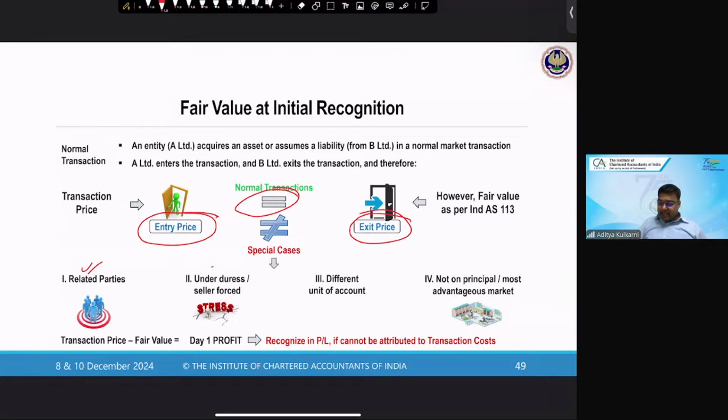Exception. Second exception, sale under duress or a forced seller. Suppose I am in distress and I want to sell an asset. Can you sell at fair value?